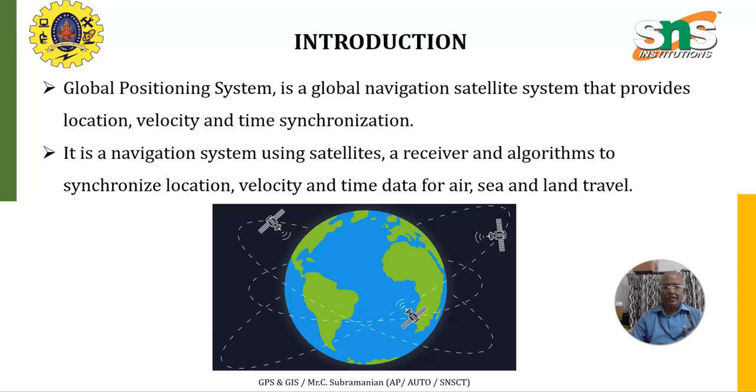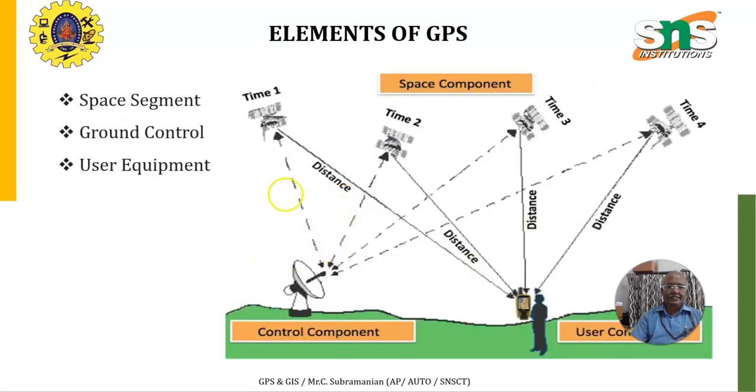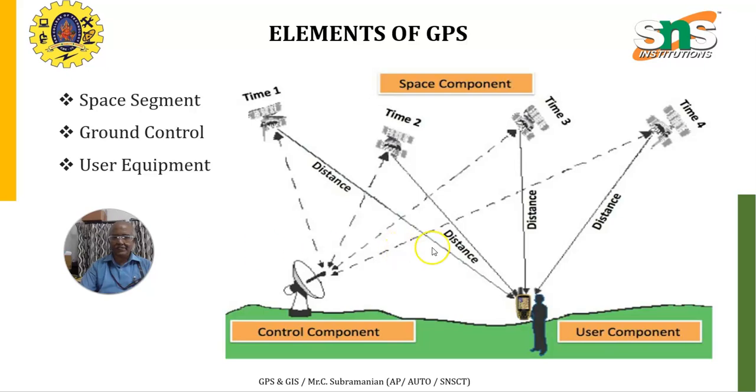What is the global positioning system? Across the globe we can navigate with the help of satellites, which give us where we are located and what the velocity of our vehicles is, and can also synchronize it. It uses satellites, receivers and algorithms to synchronize the location, velocity and time data. Mainly you can see here the elements of the GPS: space segment, ground control and user equipment.